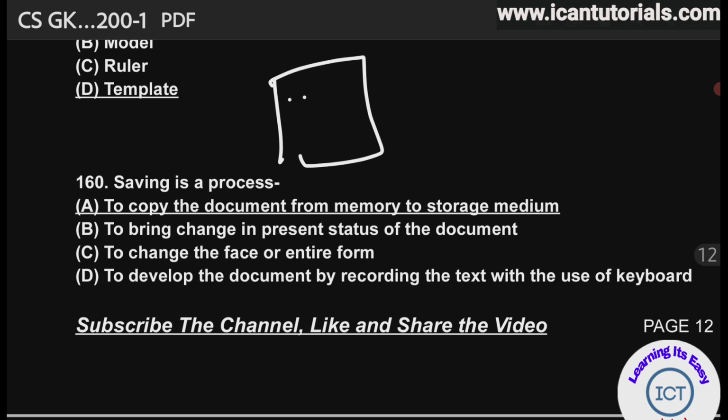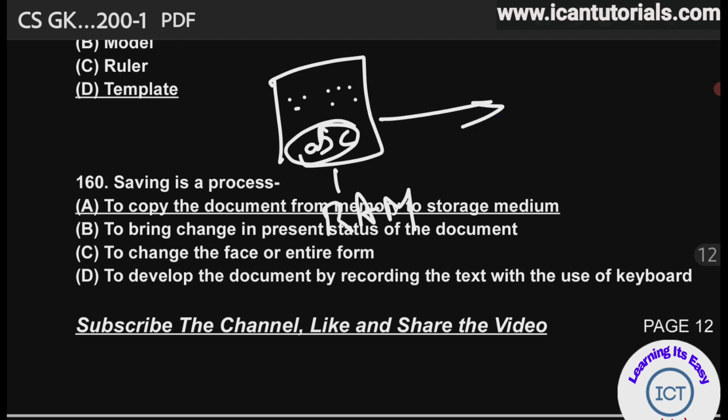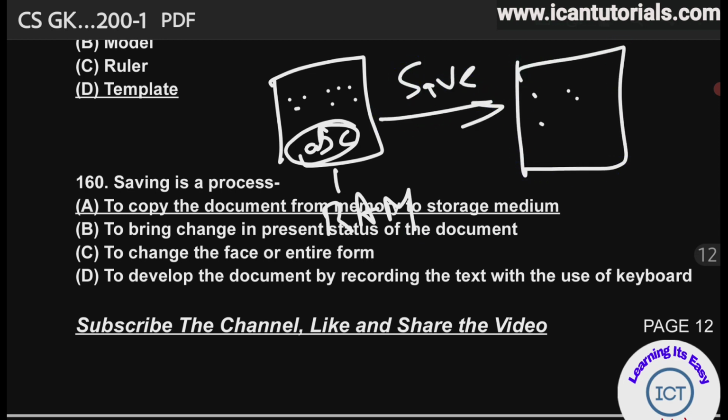Something is written on this document. Once we type something, suppose ABC, this ABC is temporarily saved inside the RAM. Whenever we save this document, that ABC will entirely be saved in a permanent external or internal storage device, that is the hard disk drive.